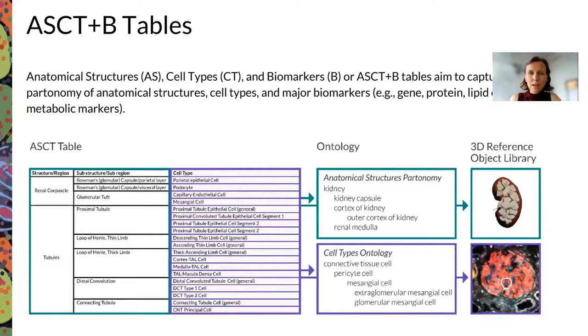Here you see one of those so-called ASCT plus B tables that aim to capture the partonomy of anatomical structures, but also information on how cell types are typically located in those anatomical structures. And then ultimately these ASCT plus B tables are used to create AS partonomies and cell type typologies. And those are then crosswalked over to existing ontologies. They're also used to create a reference object library in 2D and in 3D that represents anatomical structures and cell types.